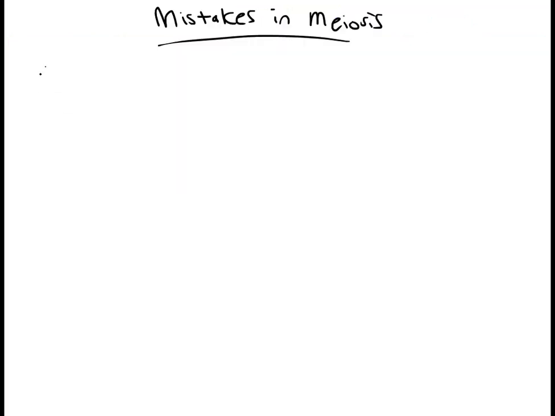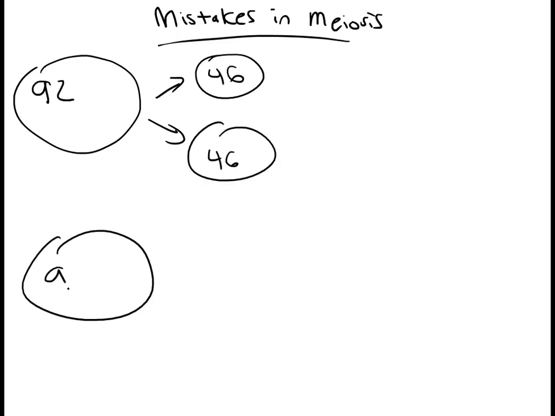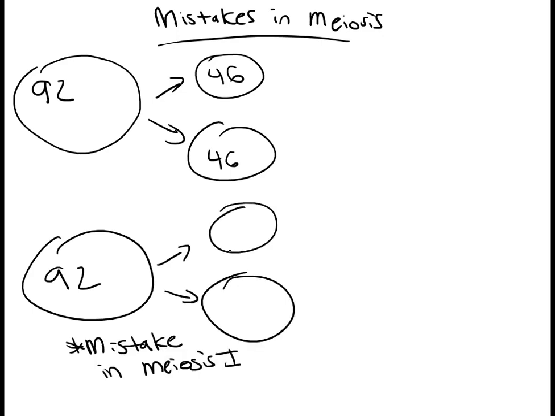So again, for example, our initial cell here is going to have 92 chromatids. And we said in a normal world, these will divide and the 2 new cells will have 46. But what happens if there's a mistake in meiosis 1, meaning the chromosomes weren't separated evenly? Then one of these new cells would have 48 chromatids instead of 46. The other one would have 44 instead of 46. So this one would have 2 extra. This one would have 2 less.